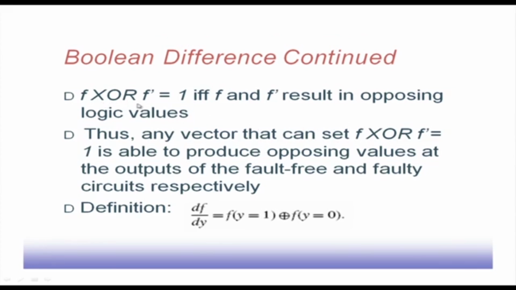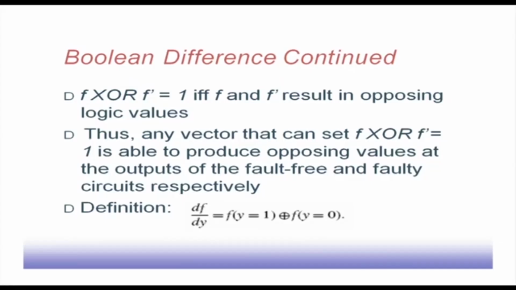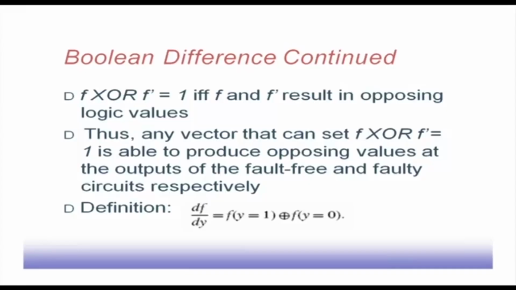Naturally, f XOR f dash will be equal to 1 if and only if f and f dash are at opposing logic values. That is true, then only the XOR gate will be 1. So, any vector that can set f XOR f dash equal to 1 can put opposite values on the f and f dash circuits. As a result, the XOR gate output will be equal to 1, and we can say that the fault is getting detected.